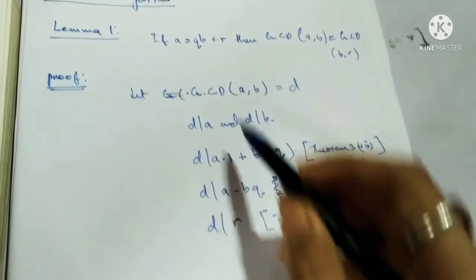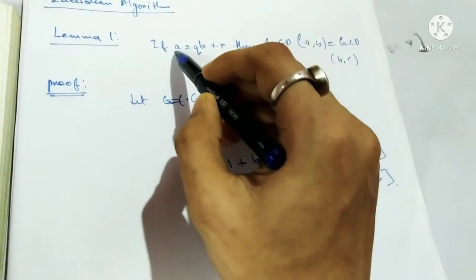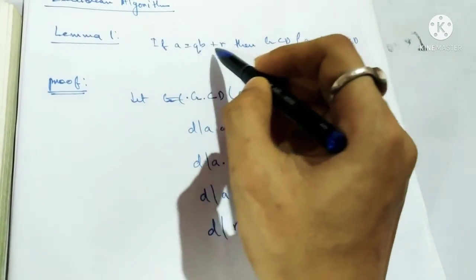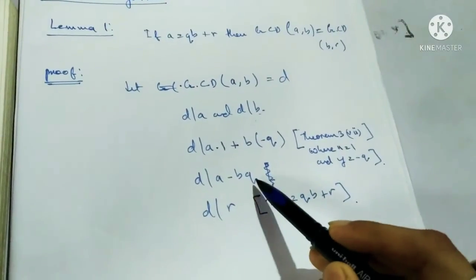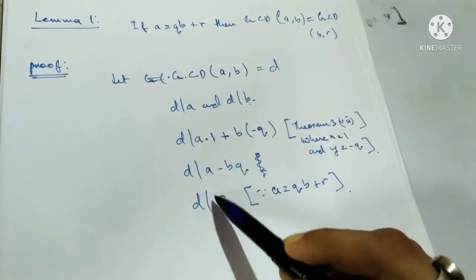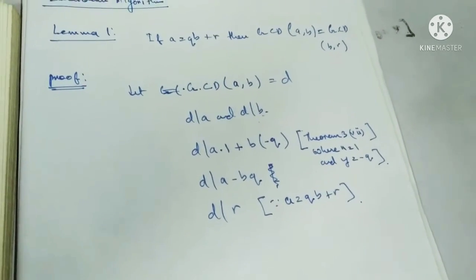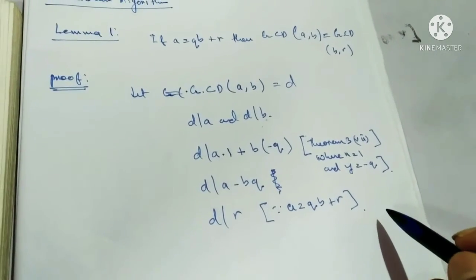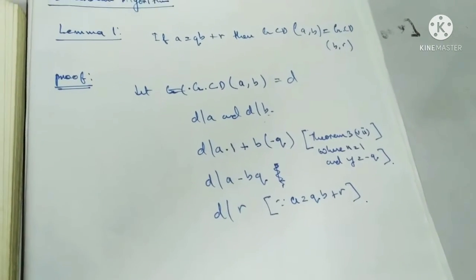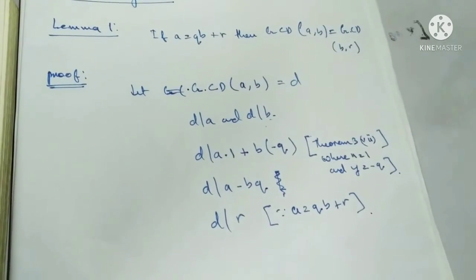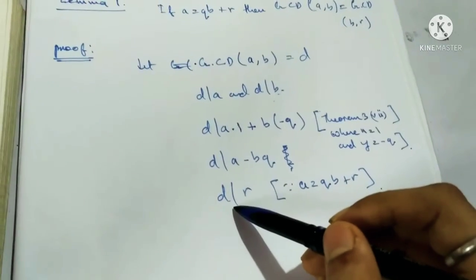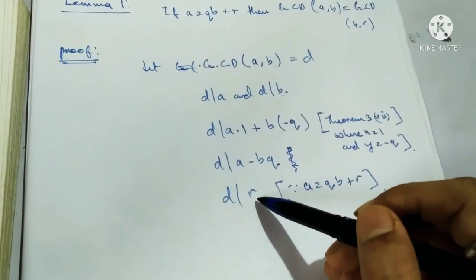How did I get D divides r? Because from here, if you send qb to the left hand side, then you will get a minus qb is equal to r. A minus qb or bq, whatever you say, a minus bq is equal to r. So therefore this r value I have placed here. Understand? This one I got. Now next you see, D divides r I got.